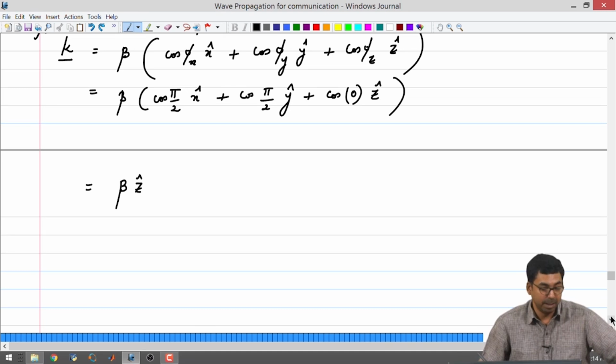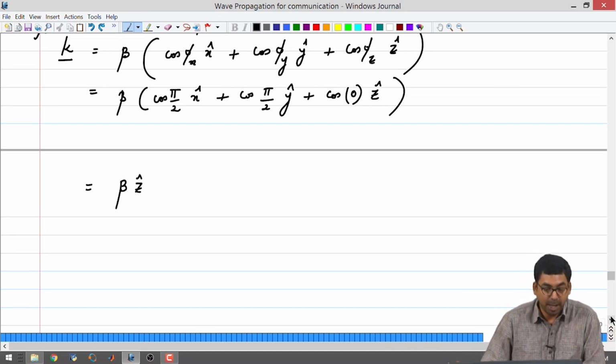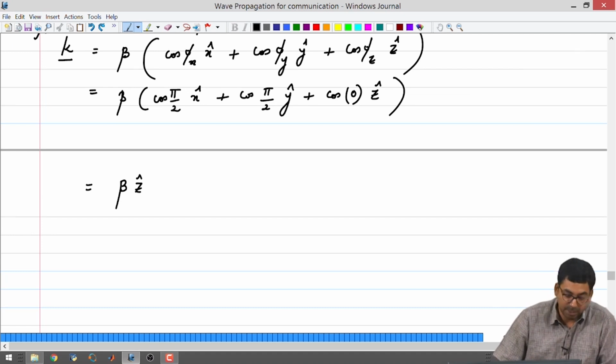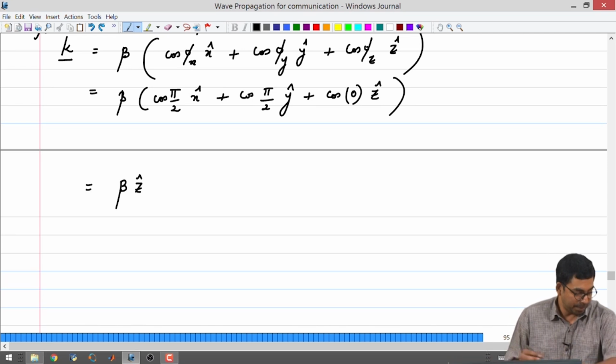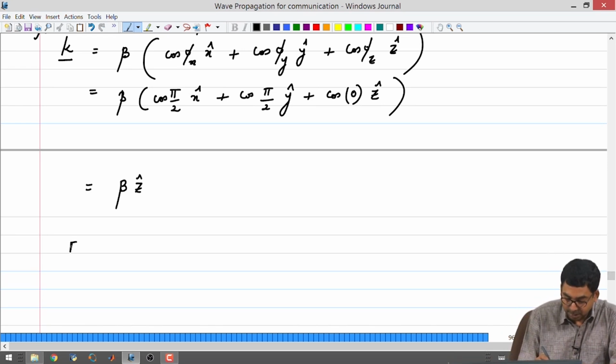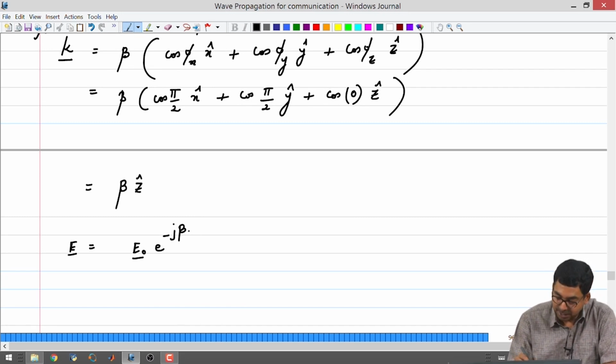Everything. Now we will begin. The place where we stopped was writing down the expression for k, which is beta z. That is where we ran out of time. And the expression that we could write for the electric field is E naught e to the minus j beta n hat dot r.